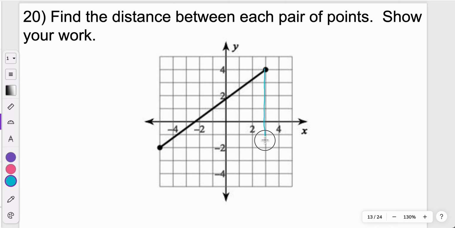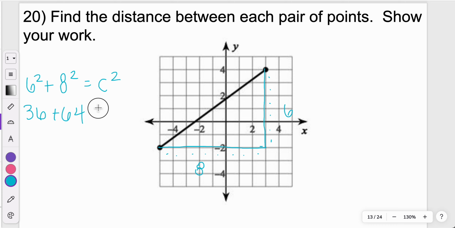Again, making a right triangle here, and then just counting the A and the B sides. This is 1, 2, 3, 4, 5, 6 units long. And over here I have 1, 2, 3, 4, 5, 6, 7, 8 units long. So 6 squared, it could be A, 8 squared could be B, equals C squared for that distance, or 36 plus 64 equals C squared.